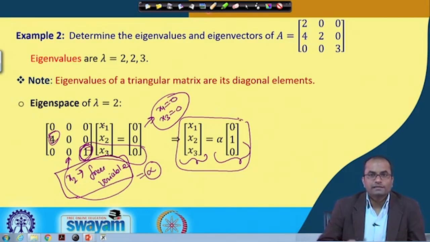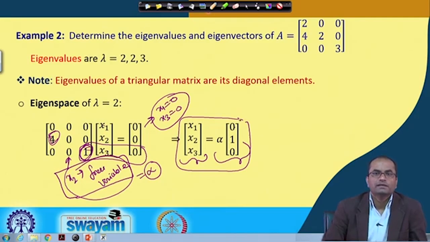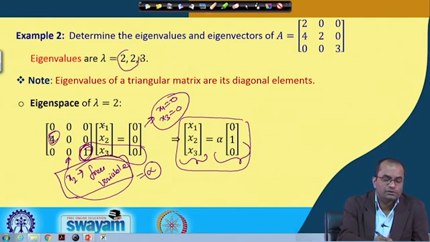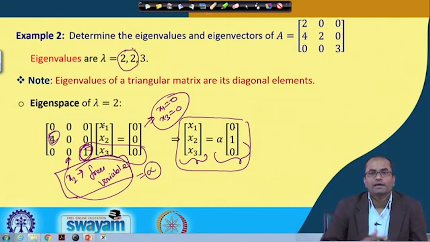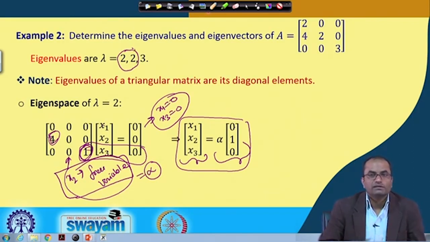This is not surprising, as I said before: for given eigenvalues we cannot predict in advance how many eigenvectors will be linearly independent. So we have to compute them. What we know from the earlier result is that the geometric multiplicity is less than or equal to the algebraic multiplicity. The algebraic multiplicity of this 2 was 2, so there will be at most 2 linearly independent eigenvectors; there cannot be 3.